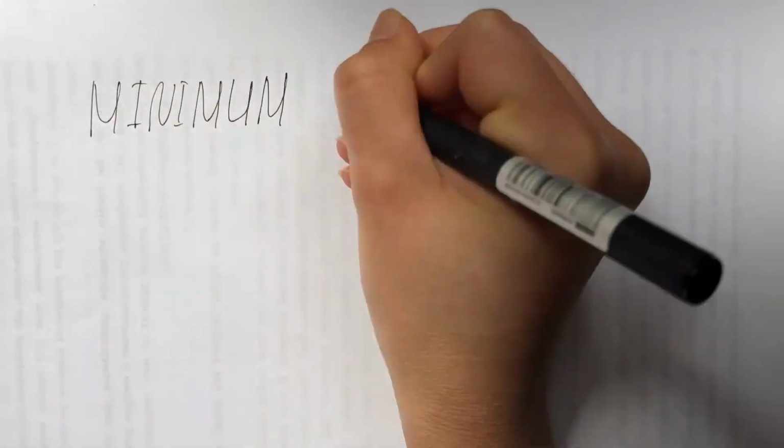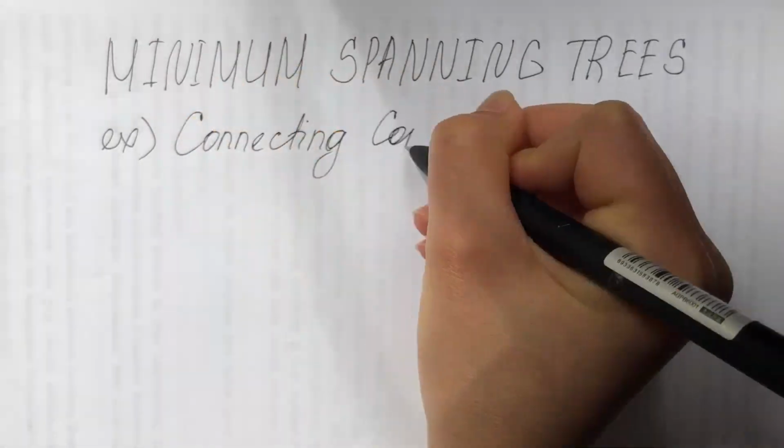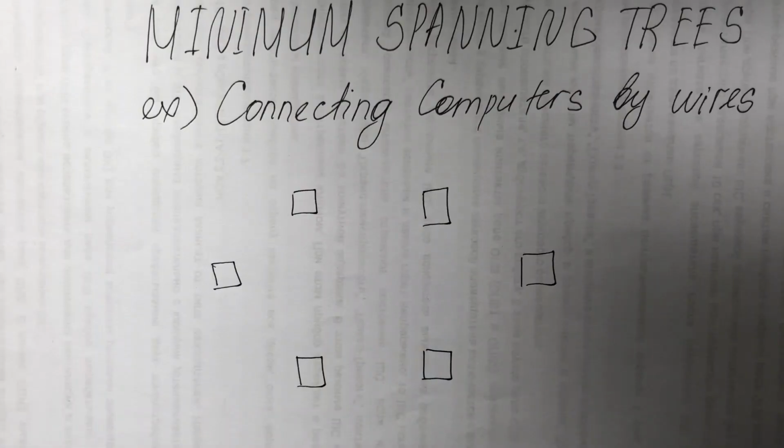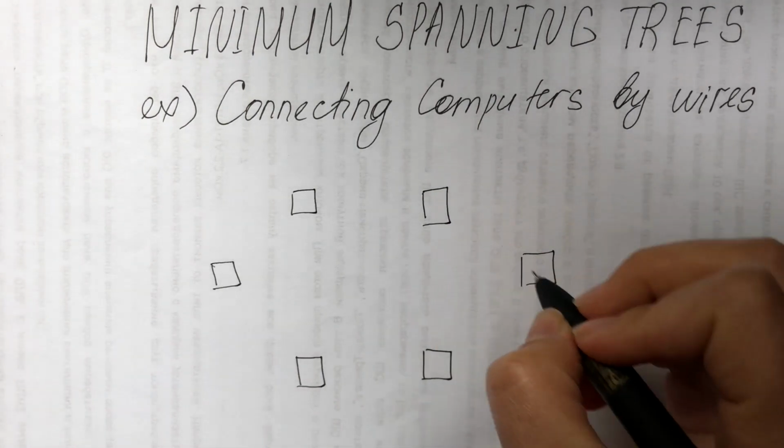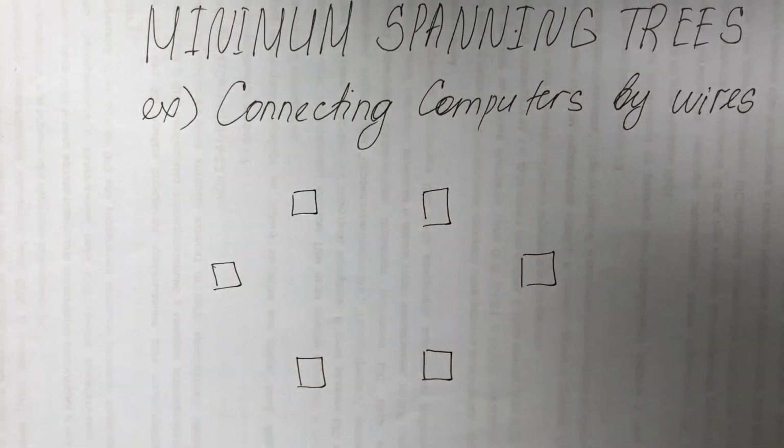Hi everyone! Today in this lesson we are going to talk about minimum spanning trees and their applications. So let's start with an example. Assume we have 6 machines in our office. So here are machines 1, 2, 3, 4, 5, 6, and we have to join them.